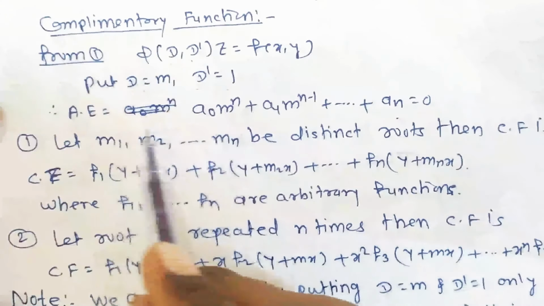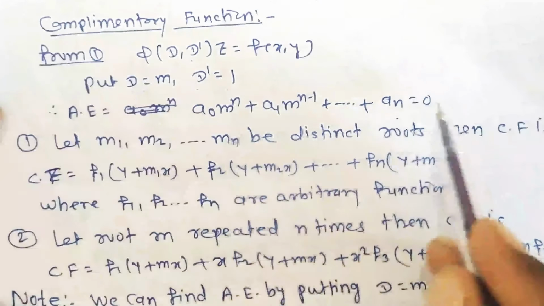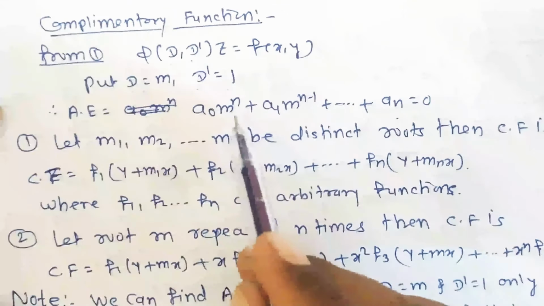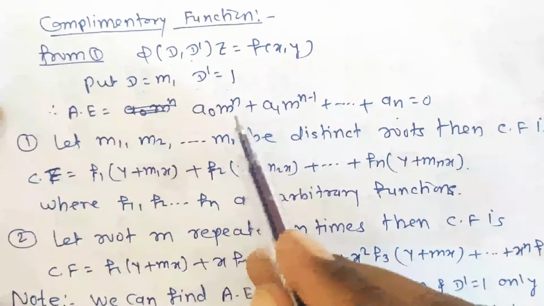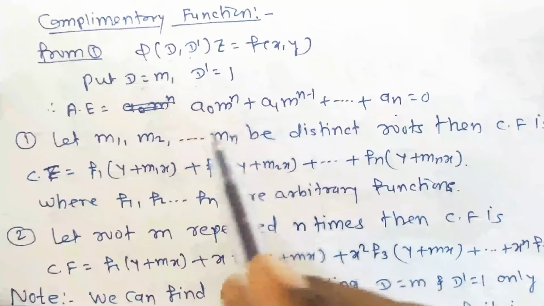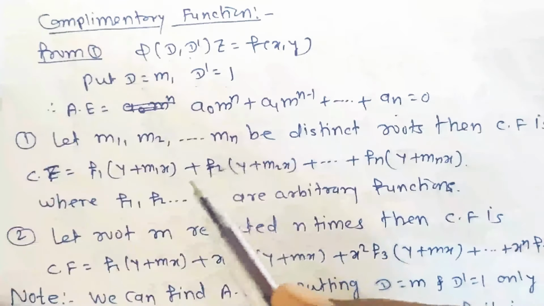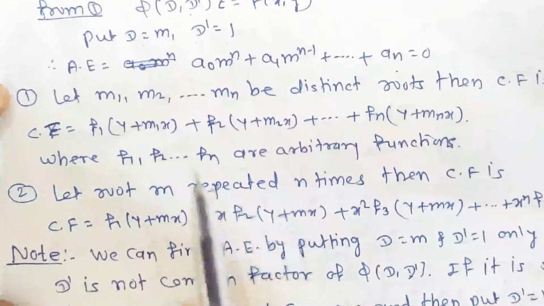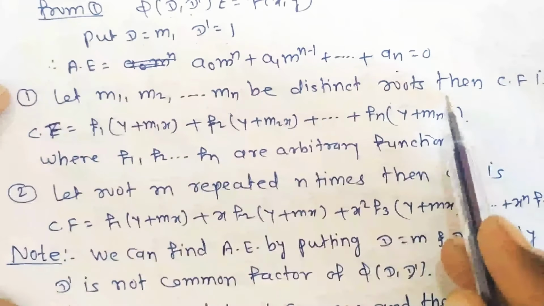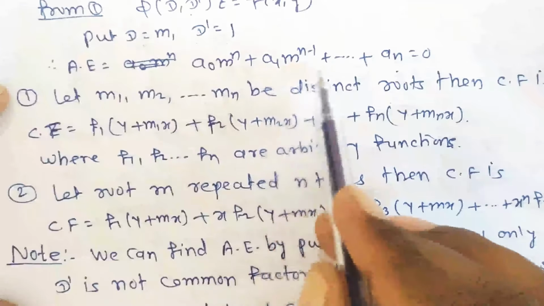Okay, now this is the auxiliary equation. The degree of this equation is n, so it has a total of n roots. Now how do we write the complementary function using the roots? Suppose m1, m2, ..., mn are the distinct roots of this auxiliary equation.